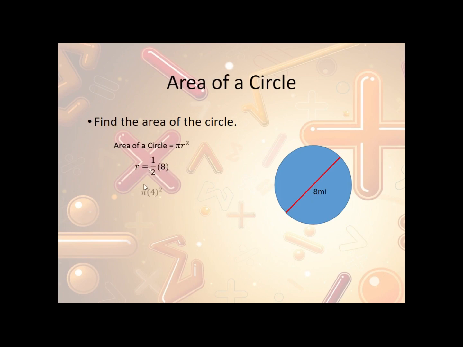Half of 8 is 4, so that becomes our radius. So then we plug that in. So pi times 4 squared. And then 4 squared is 16. So we get 16 pi as our answer. Again, don't forget your units. So we need to check it's miles, and it is area, so it becomes miles squared. So it's 16 pi miles squared.